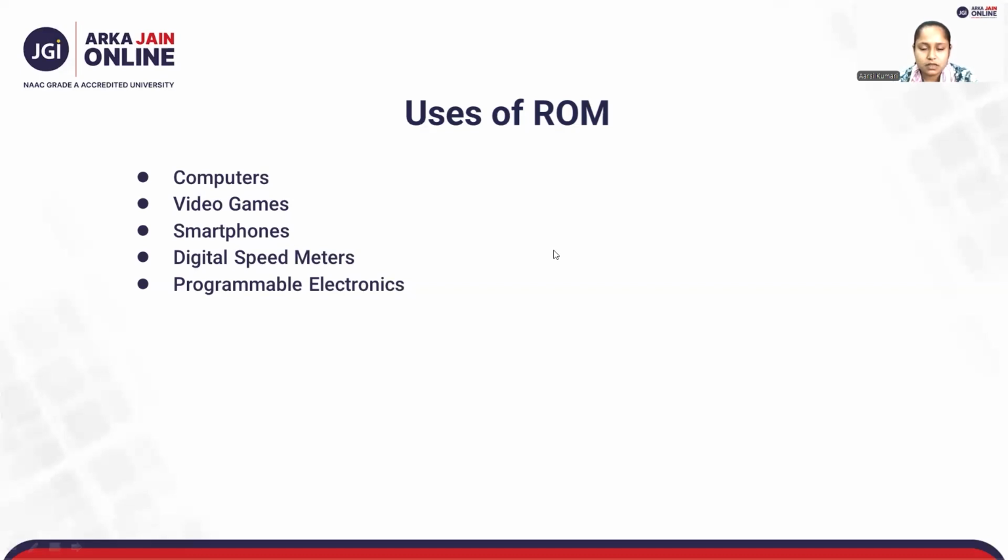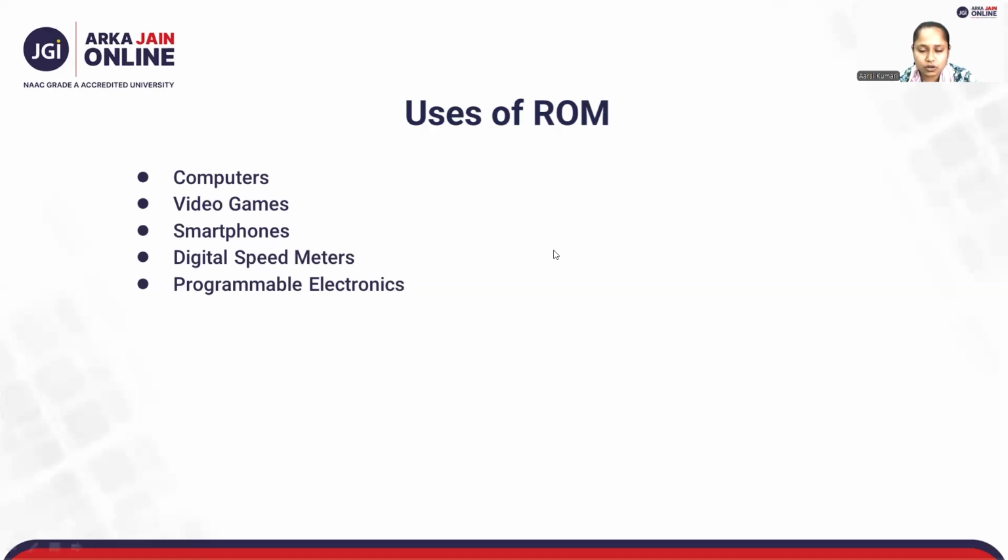Digital speed meter. In the automotive industry, ROM is used in digital speed meters or speedometers. The ROM chip in these devices stores the calibration data and conversion tables needed to measure and display the vehicle speed accurately. This ensures that the speed meter operates consistently and provides accurate readings. The non-volatile nature of ROM ensures that the calibration data remains intact, even if the power is disconnected or the vehicle is turned off.